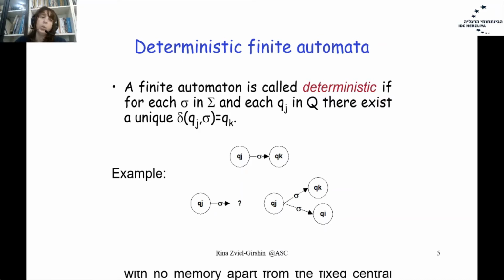Please look at the two drawings below. In the first drawing, for qj and sigma, we don't have any transition at all. And in the second example, for qj and the letter sigma, we have two transitions. We can move to qk and qi. So both cases are not a deterministic automaton. We will talk about non-deterministic finite automaton later today.